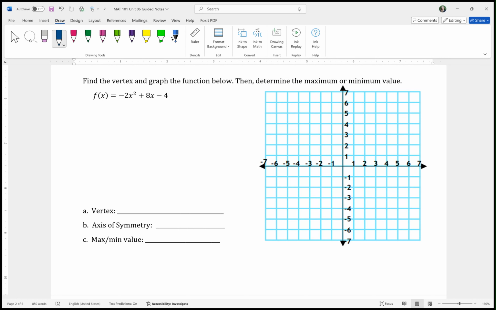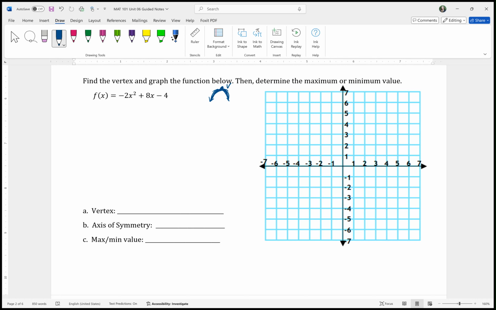Well, first, it might be helpful to know which direction this is pointing. So this goes back to the leading term. Our leading term is -2x squared. Our leading coefficient is negative. That means this parabola is going down. And we can actually connect this together if we want to. That means our vertex is up here.